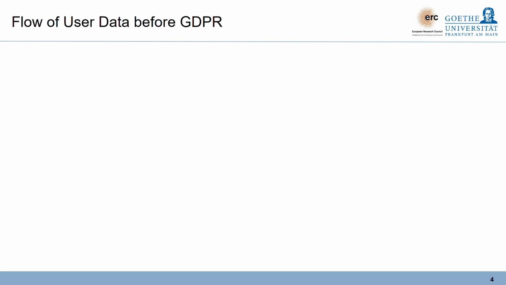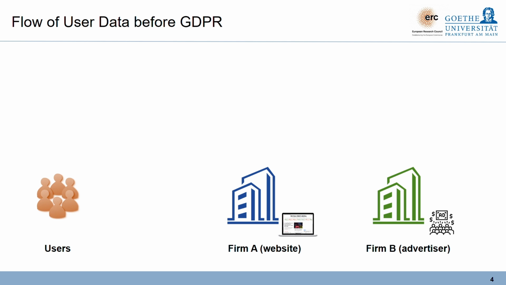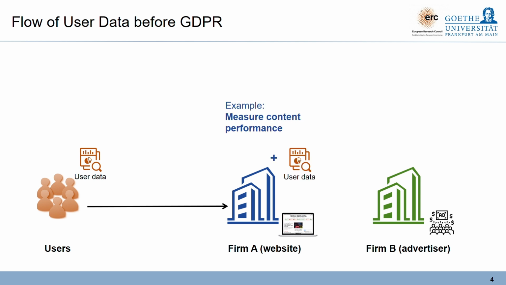Before GDPR, user data flowed rather freely everywhere. This slide contains a simplified example of users and two firms. Firm A is a website, and Firm B is an advertiser. When users visit, the website starts collecting data about the users. It uses the data for many purposes, for example, to measure content performance.